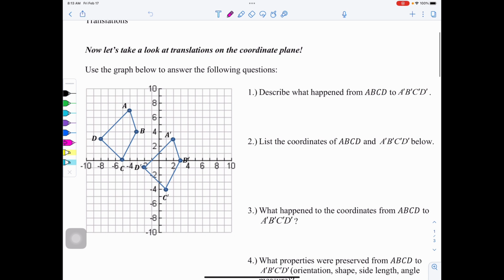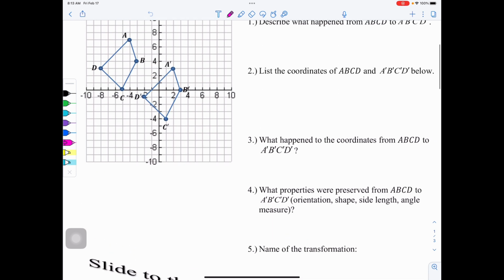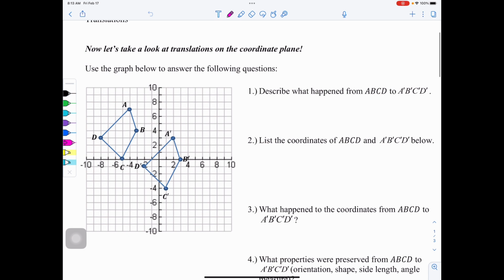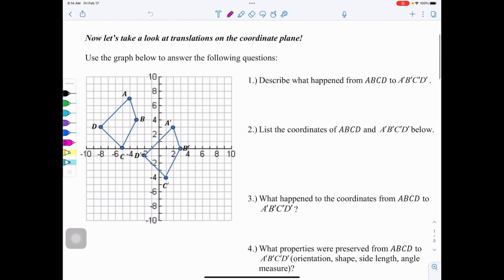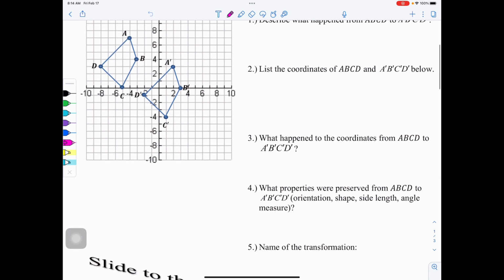So you're going to use this picture that you see here of quadrilateral A, B, C, D, and then A prime, B prime, C prime, and D prime. And you're going to answer questions 1 through 5. They are very similar to your previous investigation. I want to know what happened from the original A, B, C, D to A prime, B prime, C prime, D prime. You're going to list the coordinates of A, B, C, D and the prime figure below. I would suggest listing them side by side so you can take a look in number 3 at what happened to the coordinates. You're going to go over what properties were preserved.